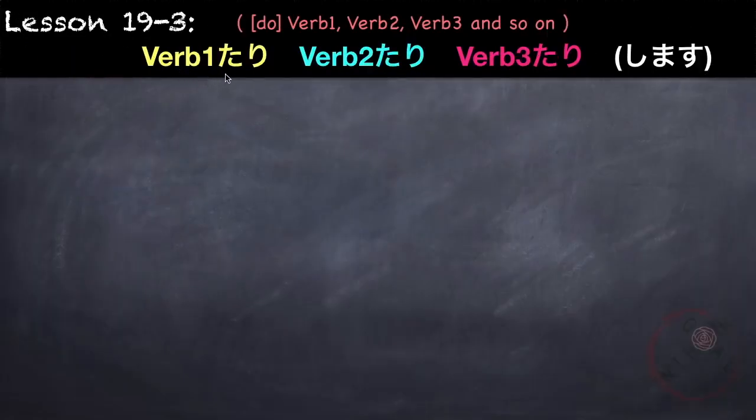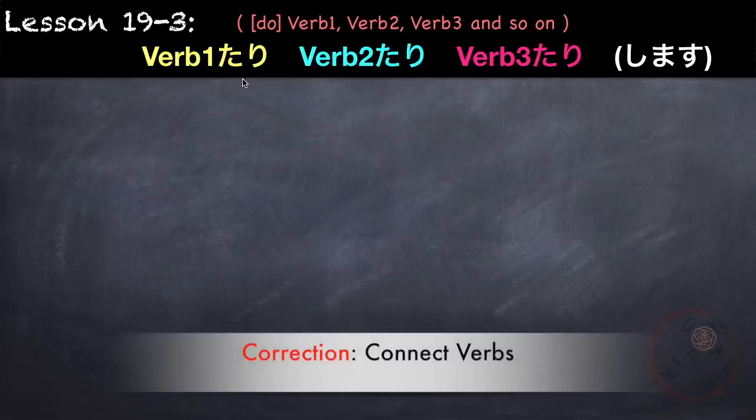Next is the verb tari pattern, which means verb 1, verb 2, verb 3, and so on. So here we are listing actions or verbs in no particular order. The last part will determine what kind of sentence it is. However, don't confuse verb tari with verb te, which is used to connect verbs.